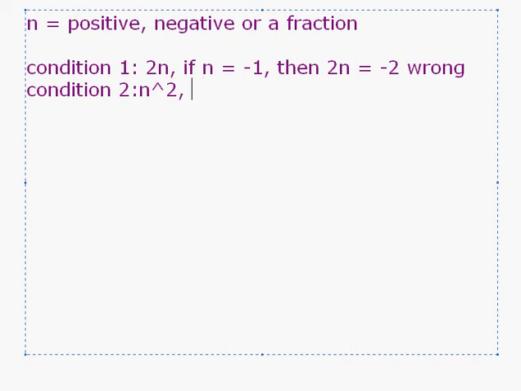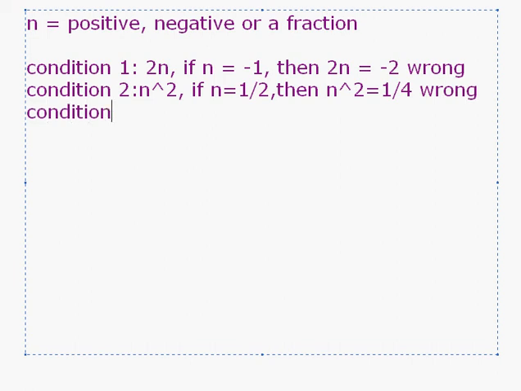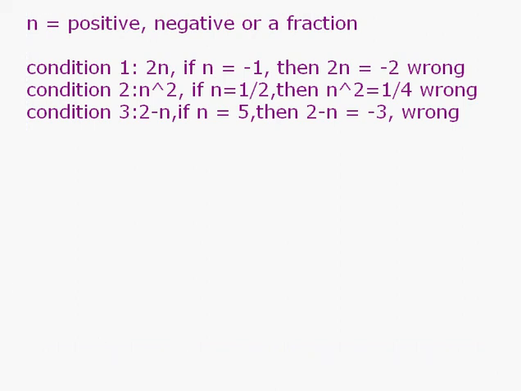Now condition 2 says n square. If n is a fraction, if n is equal to 1 upon 2, then n square is equal to 1 upon 4. Again wrong, right? Now condition 3, 2 minus n. If n is equal to 5, then 2 minus n is equal to 2 minus 5, which is equal to minus 3. So 2 minus n is less than n, so it is wrong. Alright, so all the conditions are wrong.